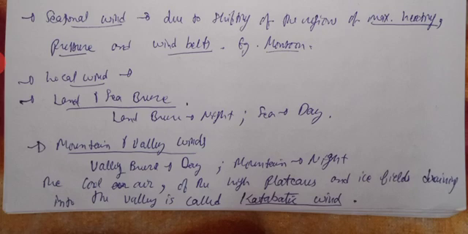The cool air of high plateaus and ice fields draining into the valley is called the katabatic wind. So what is katabatic wind? Katabatic wind is the cool air of high plateaus and ice fields draining into the valley.